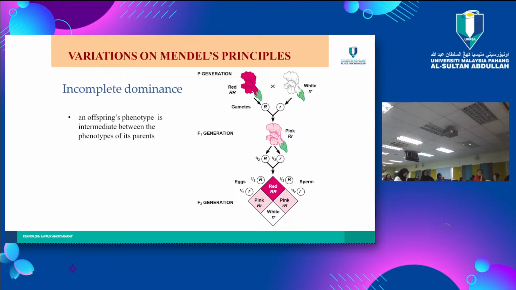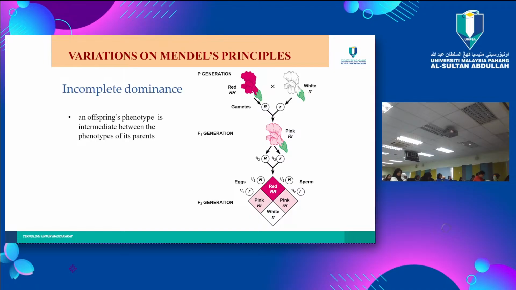So sometimes in incomplete dominance, you see this doesn't follow the law of Mendel. So we can describe it because it's based on incomplete dominance, because the offspring phenotype is intermediate between the phenotype of its parents.